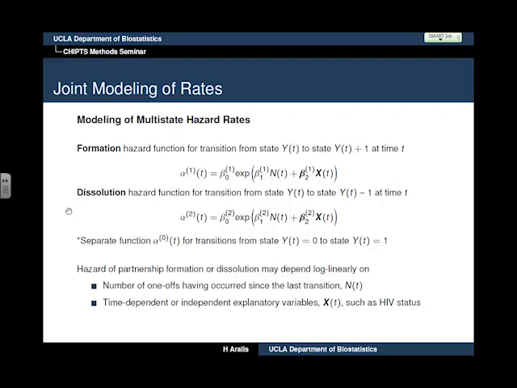So those hazard rates, where they're formulated, they don't depend on how many concurrent partners? Right. Other than this one. That's just a choice we made, in trying to balance how many unique parameters we wanted to estimate.